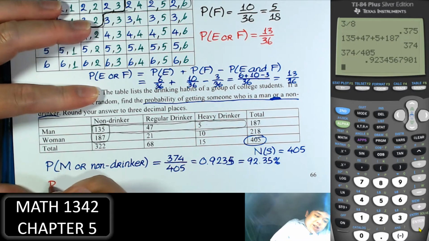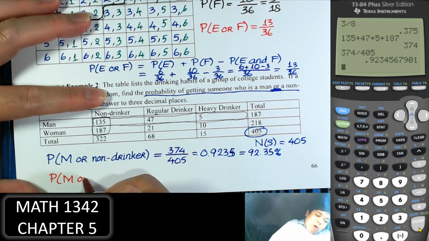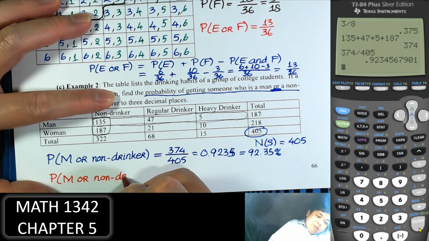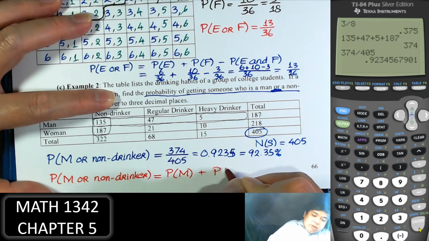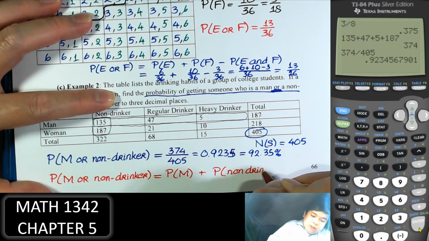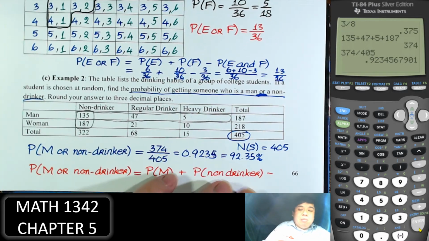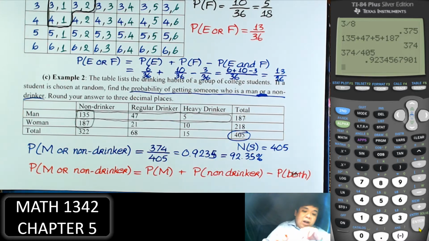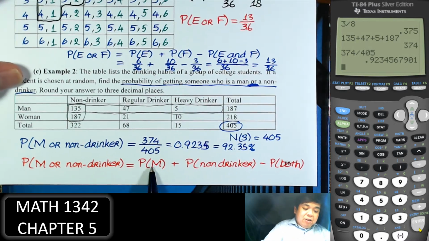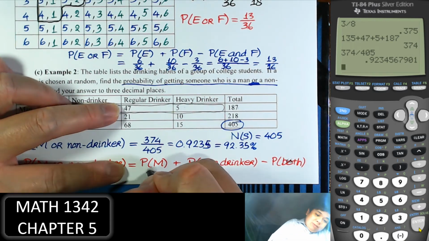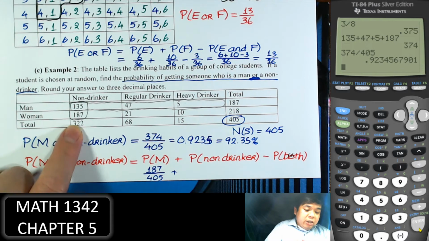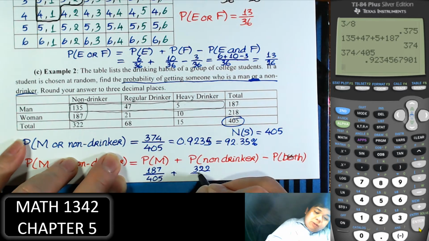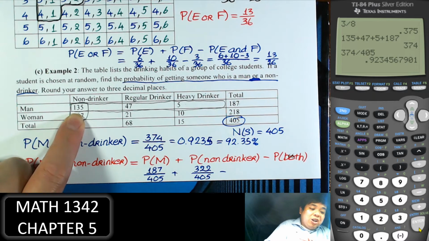If we use the general addition rule, the probability of a man or a non-drinker will be equal to the probability of selecting a man plus the probability of selecting a non-drinker minus the probability of getting both, meaning a man and a non-drinker. Right, let's count. How many do we have as a man? A man total is 187 out of 405, plus the probability of non-drinker, that will be 322 out of 405, and then subtract the ones that are both a man and a non-drinker, which is 135.